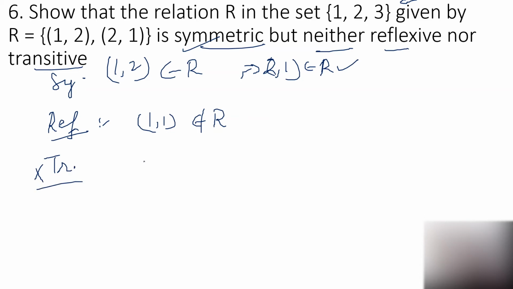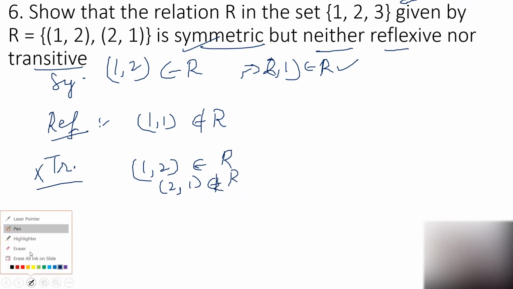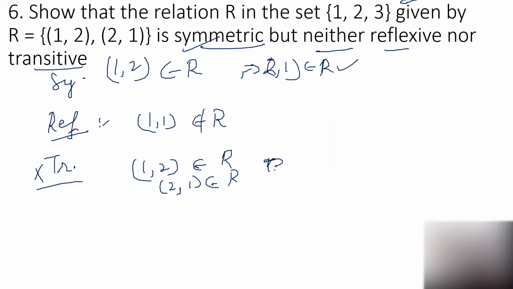Why not transitive? Because (1, 2) belongs to R as well as (2, 1) belongs to R, but (1, 1) does not belong to R. As 1 is going to 2 and 2 is going to 1, (1, 1) should belong if it is transitive, but (1, 1) does not belong to R. Therefore it is not transitive.